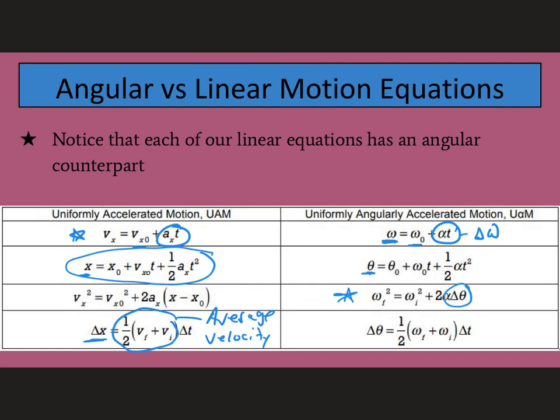The angular version of this tells us that our total angular displacement, delta theta, is equal to 1/2 omega f plus omega i times delta t. This 1/2 omega f plus omega i is really just our average rotational velocity. So our average rotational velocity times the change in time gives us our total angular change in position.